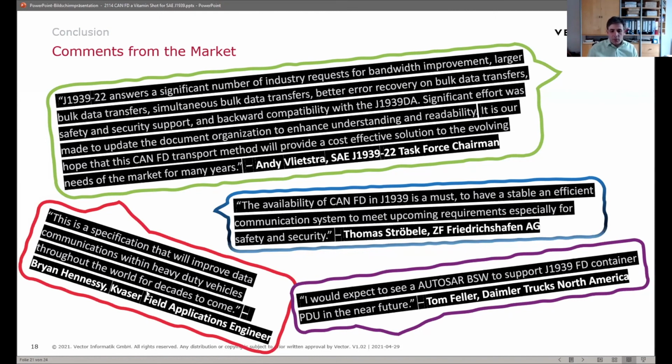And there is also one from Quasar, from Brian Hennessy, who also wants to express that this improved data communication for heavy-duty vehicles is a major step ahead.